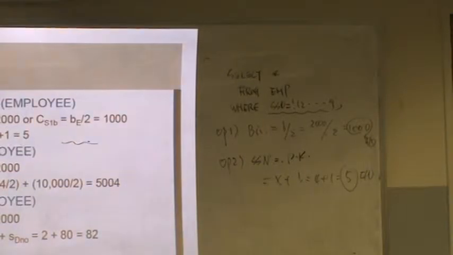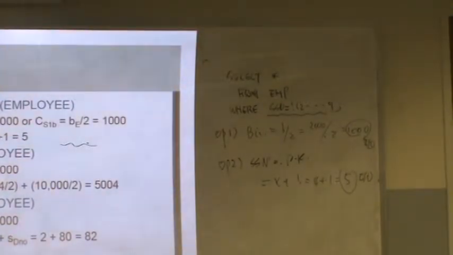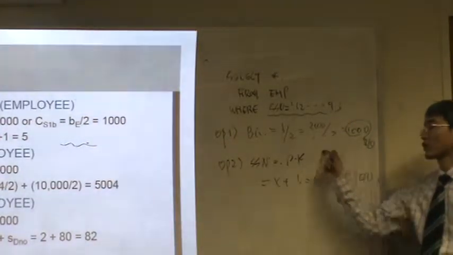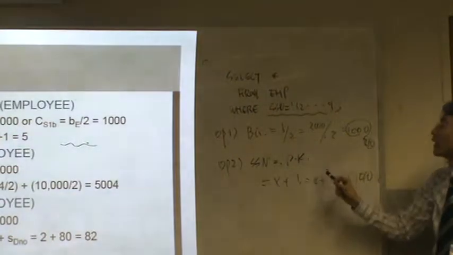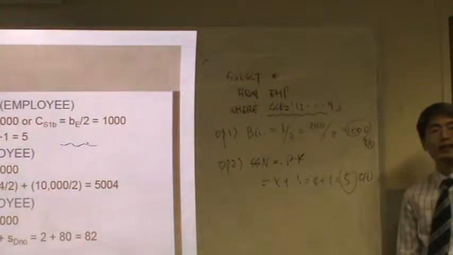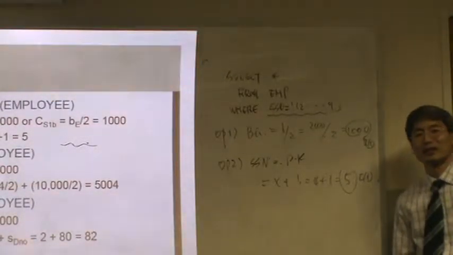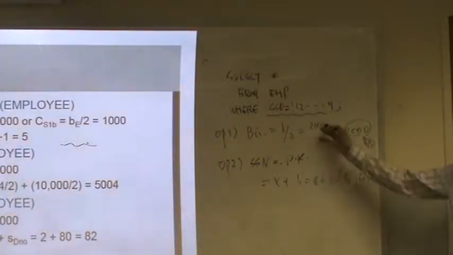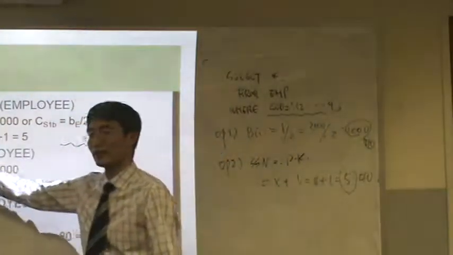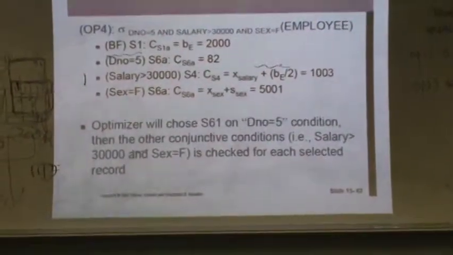Which one is better? Better means faster, right? Low cost. Which one? Option 2. Then your optimizer will suggest to use this one: access the employee table using the primary key. Okay? That's what you need to do. Not complicated, it's simple. So the cost function is already given. In terms of the program, it's not very good.